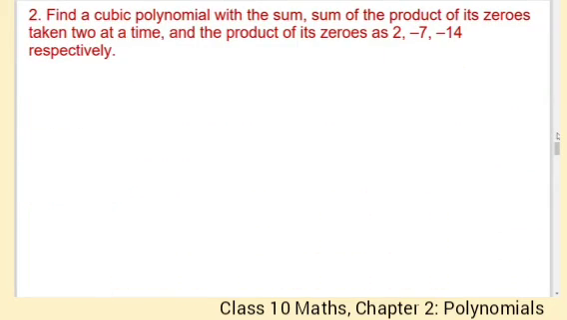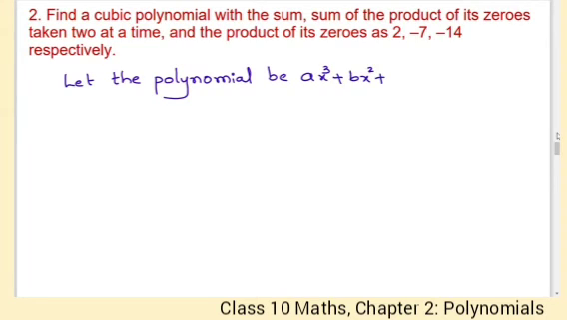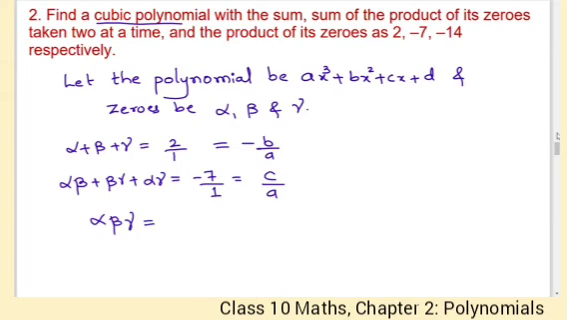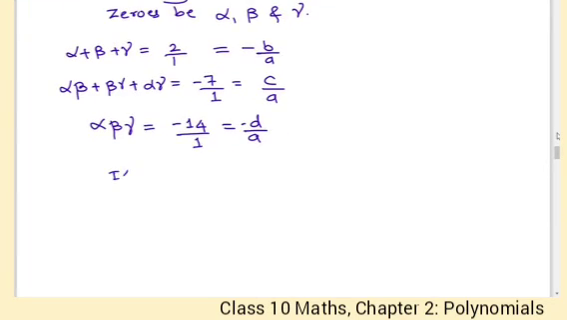Now second one, find a cubic polynomial with the sum of products of its zeros taken 2 at a time and the product of its zeros as 2, minus 7, minus 14 respectively. So here let the polynomial be ax cube plus bx square plus cx plus d and zeros be alpha, beta and gamma. Here given as alpha plus beta plus gamma as 2 by 1, that is minus b by a, and alpha into beta plus beta into gamma plus alpha into gamma is given as minus 7 by 1, that is c by a, and alpha into beta into gamma is given as minus 14 by 1, that is minus d by a.